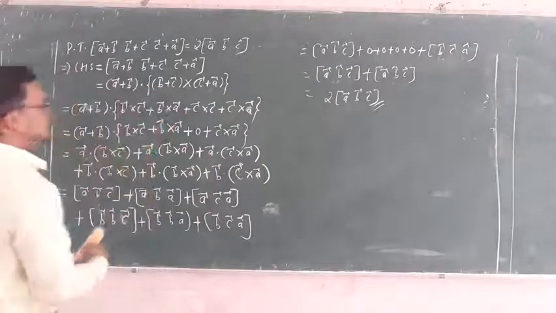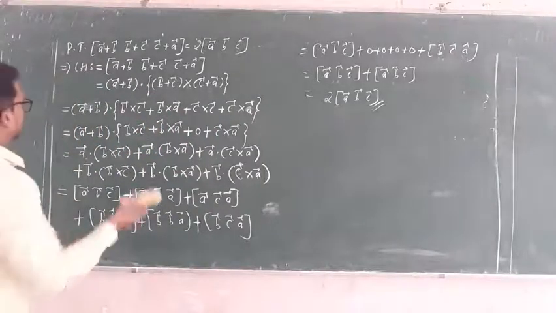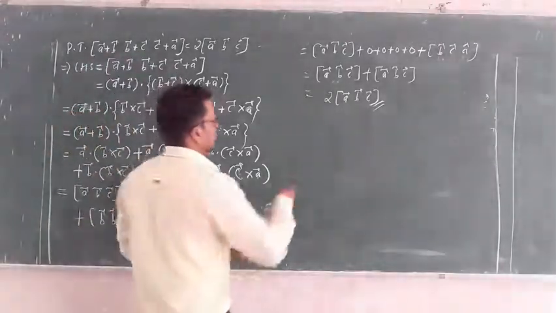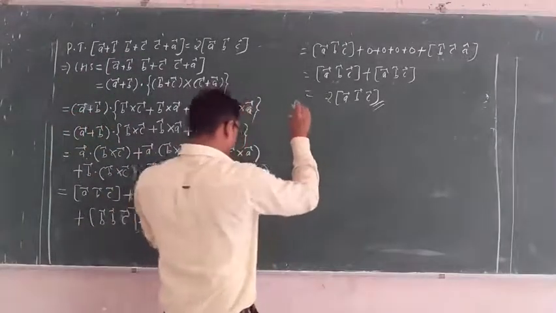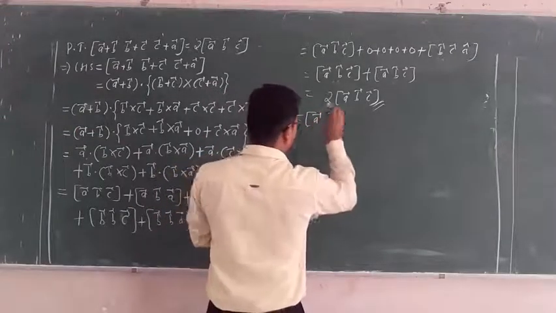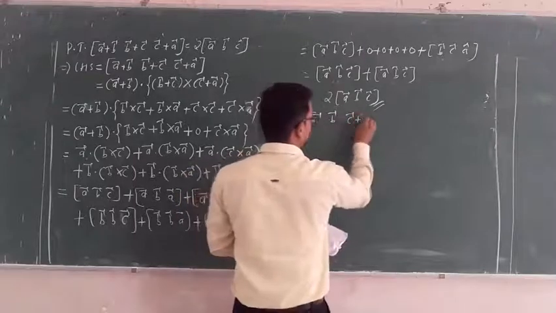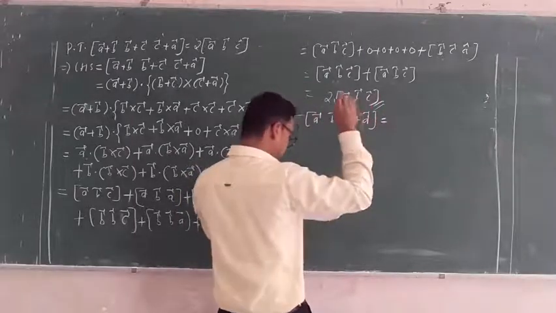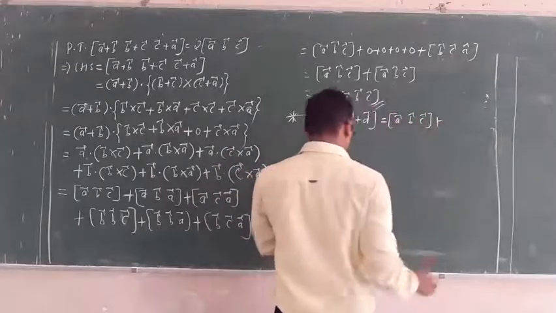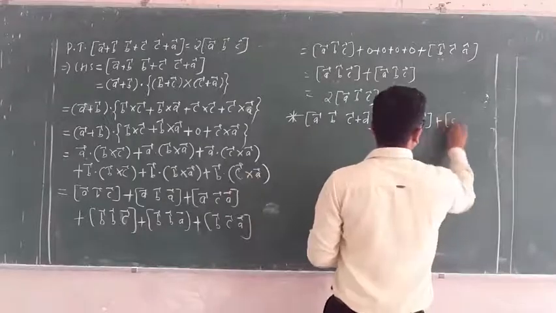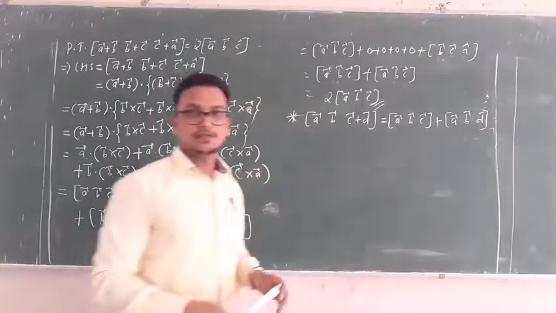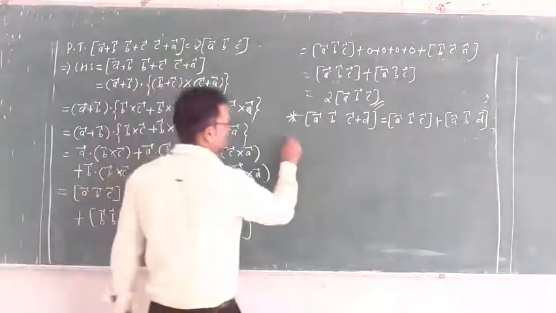I hope that you understood this. Let us take one more property of the same type. That is the scalar triple product of A, B, C plus D is equal to A, B, C plus A, B, D. This we also simplify in the same manner.